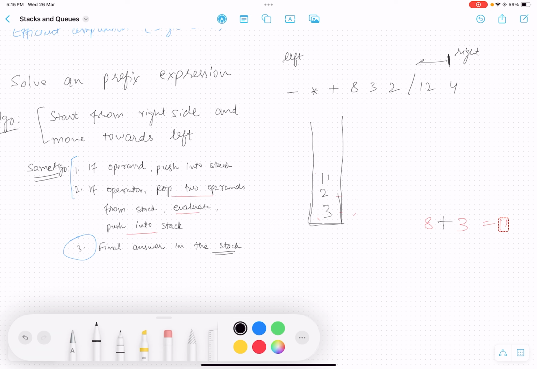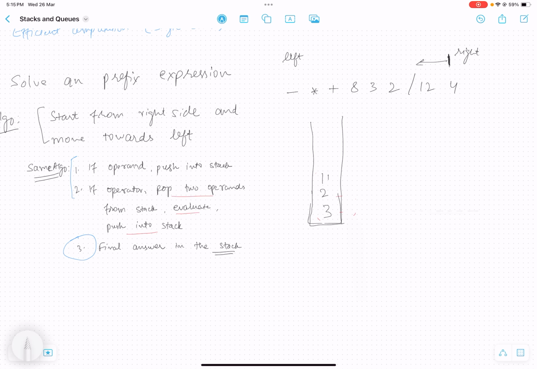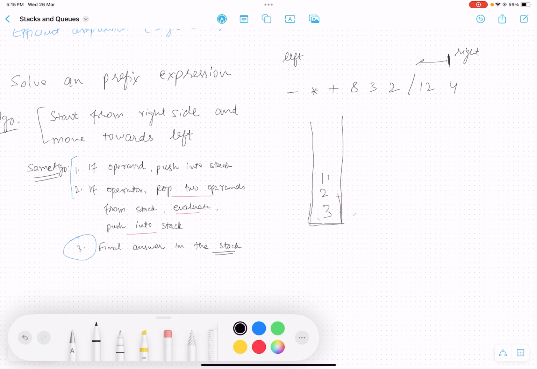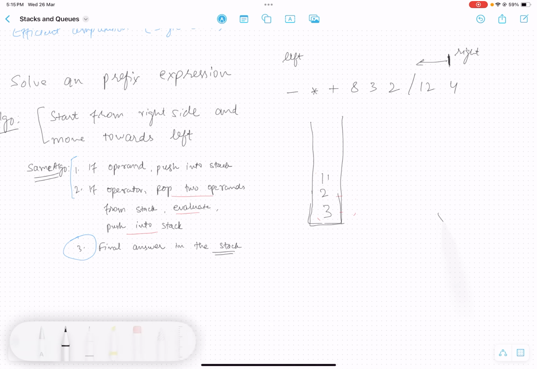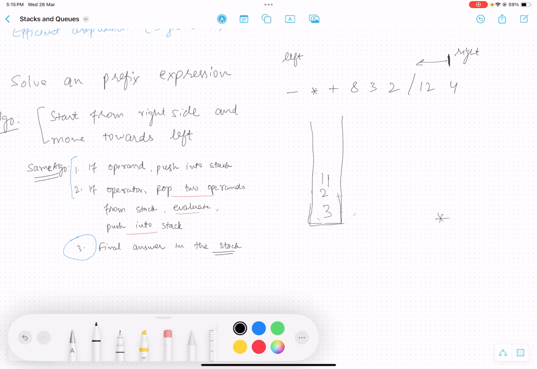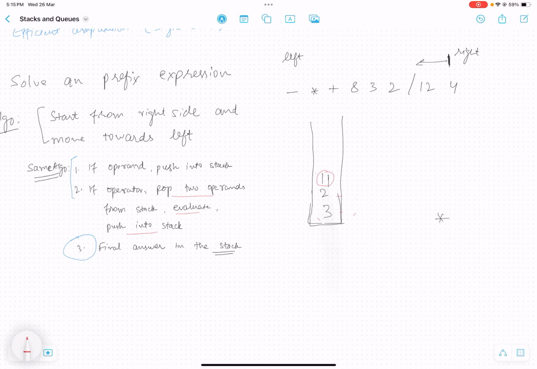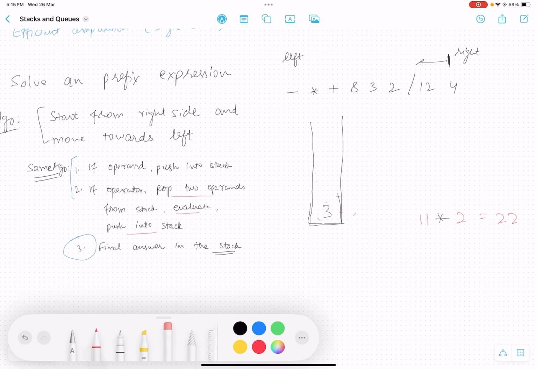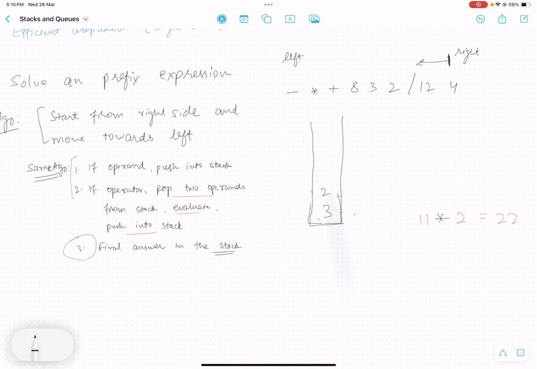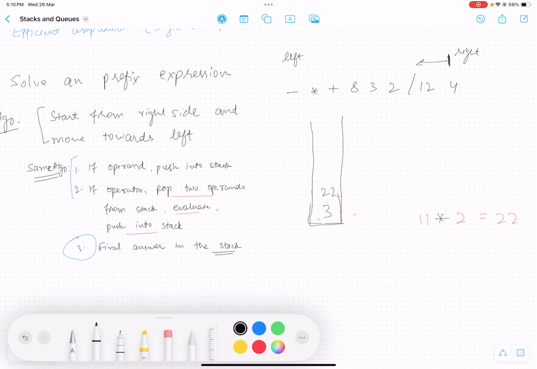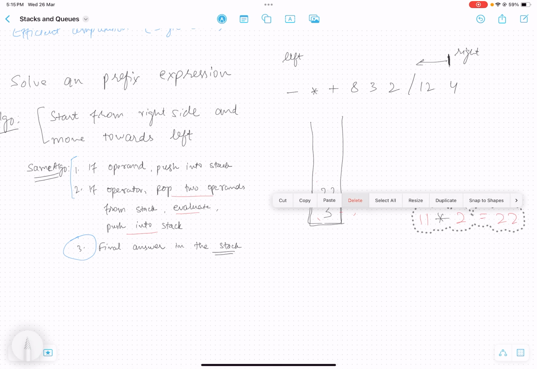Our next element is multiply. Again it is an operator. So we will pop two elements. The answer will be 22. Remove these. 22 will be pushed back and this will be removed.